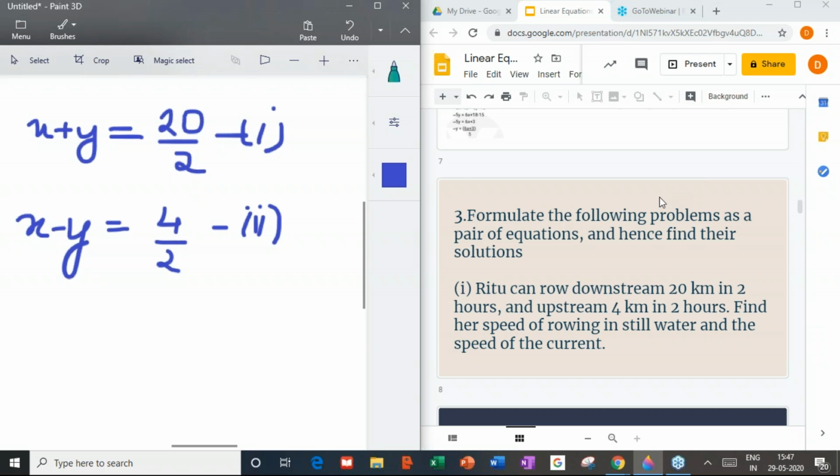Easy, fairly easy, right? Generally we assume it, Anshul, that the speed of the rowing will be greater than the speed of current. So y is generally considered to be greater than x. But you can just take it like this and solve. Yes, Anshika, you're right. So here they've not mentioned elimination or substitution. So use any method you feel comfortable and solve.